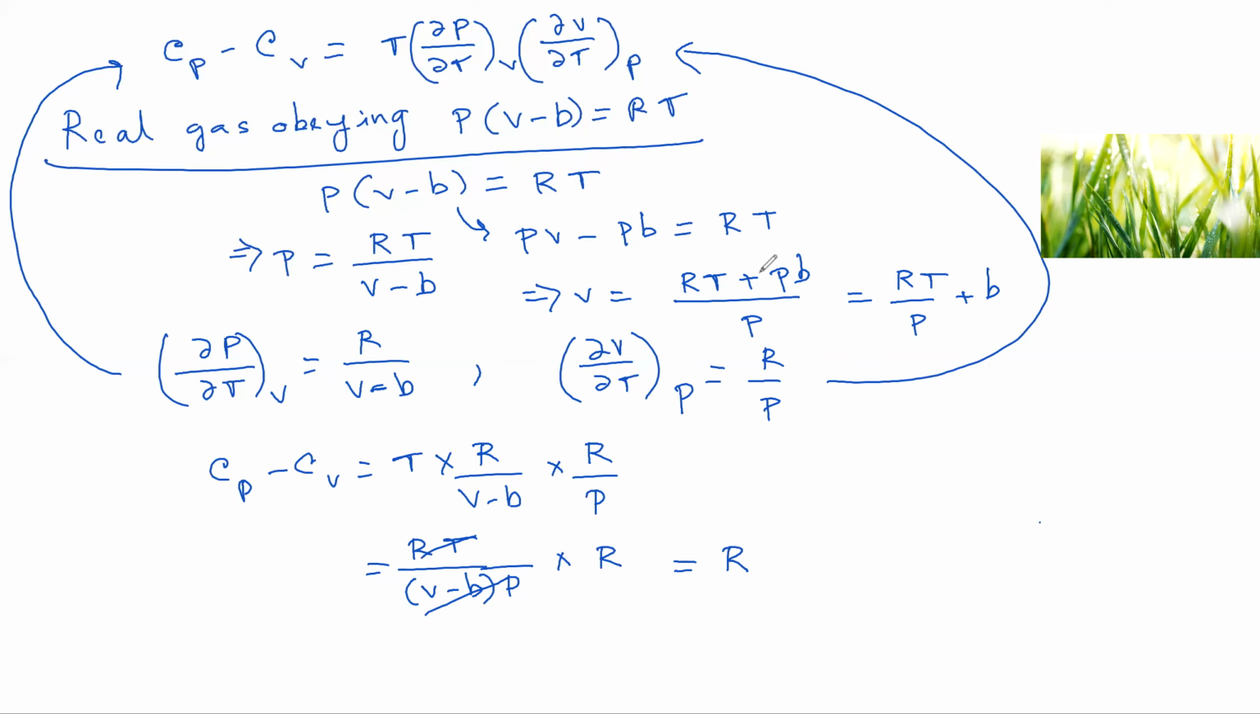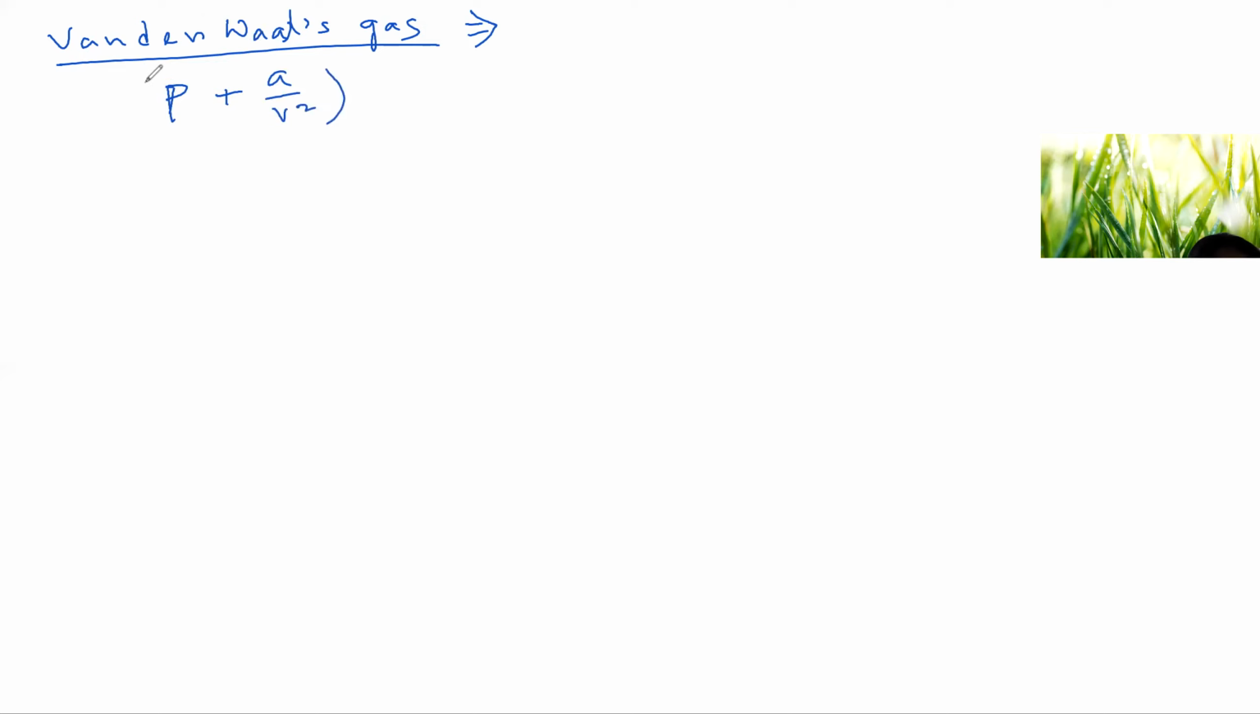Okay, so now let's derive it for the Van der Waals gas. A real gas obeying the Van der Waals gas equation. So you will derive Cp minus Cv for the Van der Waals gas. So what is the equation? (P plus a by V squared) into (V minus b) is equal to RT, where a and b are the gas constants. Okay, so we can write it from here.